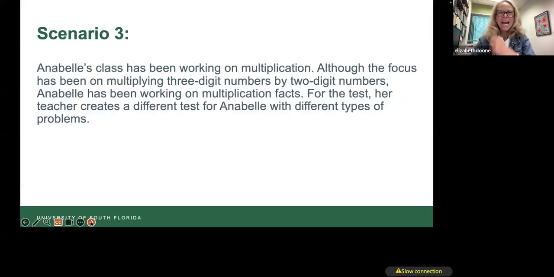Okay, scenario 3. Annabella's class has been working on multiplication. Although the focus has been on multiplying 3-digit numbers by 2-digit numbers, Annabelle has been working on the basic multiplication facts. For the test, her teacher creates a different test with different types of problems. Is this an accommodation or modification?